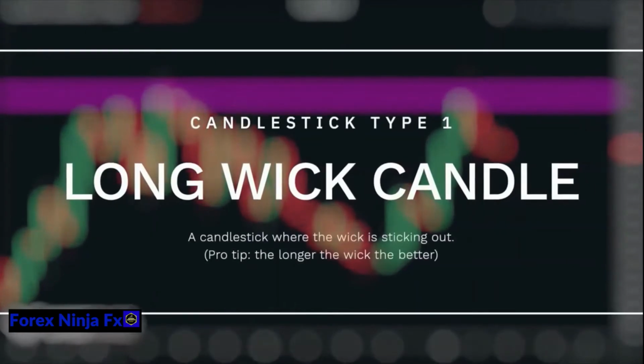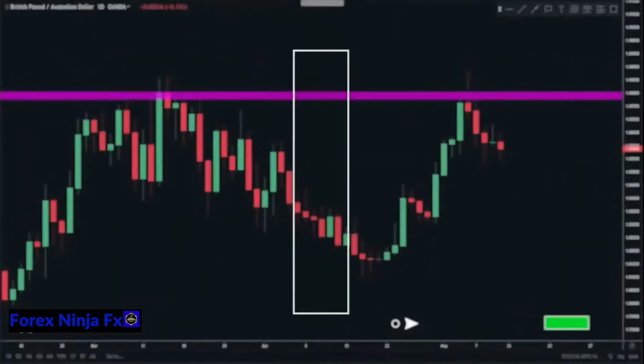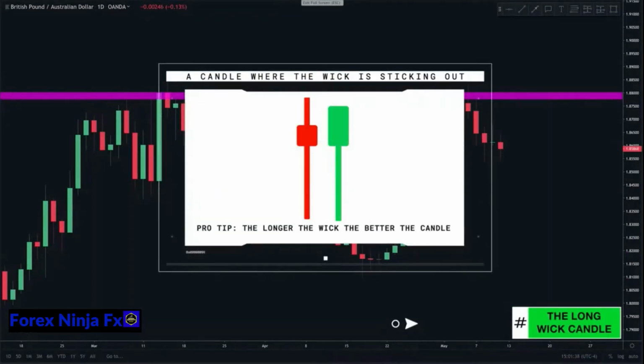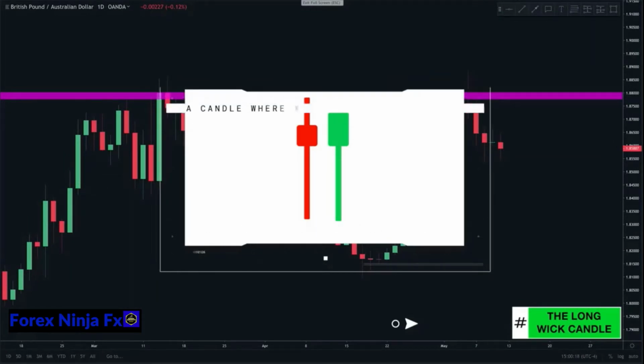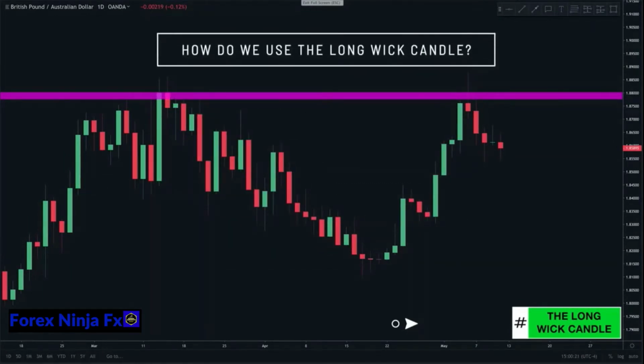The first candlestick type we look for is the long wick candle. A long wick candle looks like this, where the wick is sticking out. And a pro tip, the longer the wick, the better the candle. So how do we use this candle type? Again, back to what we have been discussing in our previous videos.